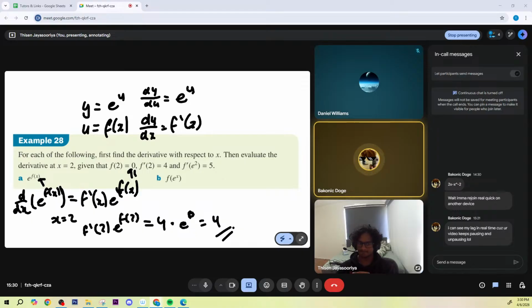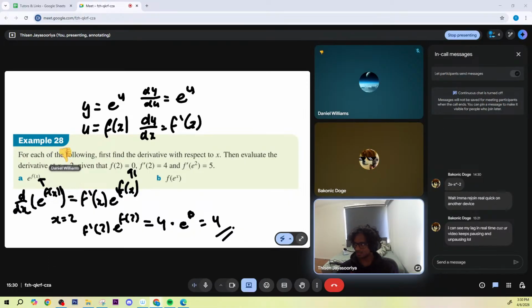Let me process it for a second. So I'm just allowed to sub into f of 2 as long as I have f dash 2. Okay, so these are like abstract problems.